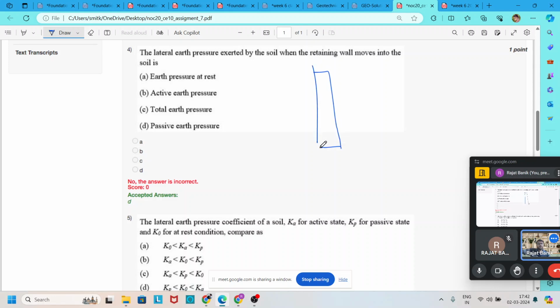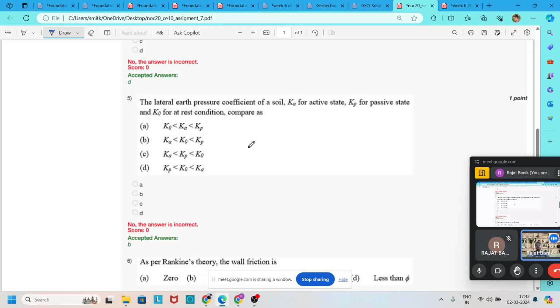for the active case, the wall moves away from the soil, and for the passive earth pressure case, the wall moves into the soil. So the correct option is option D, passive earth pressure. And for earth pressure at rest, there is no movement of the wall. For the active case, it moves away. For the passive case, it moves into the soil.